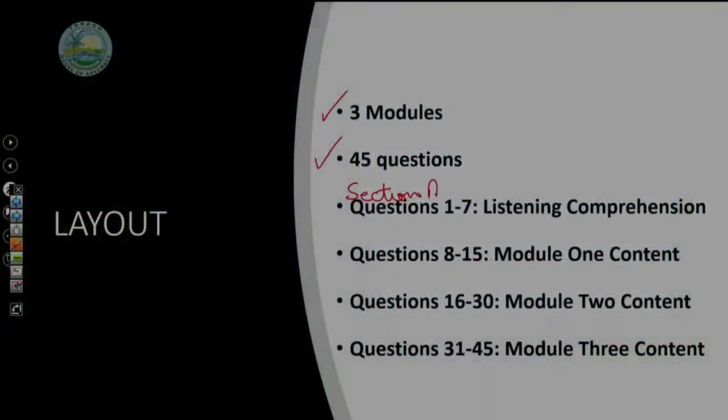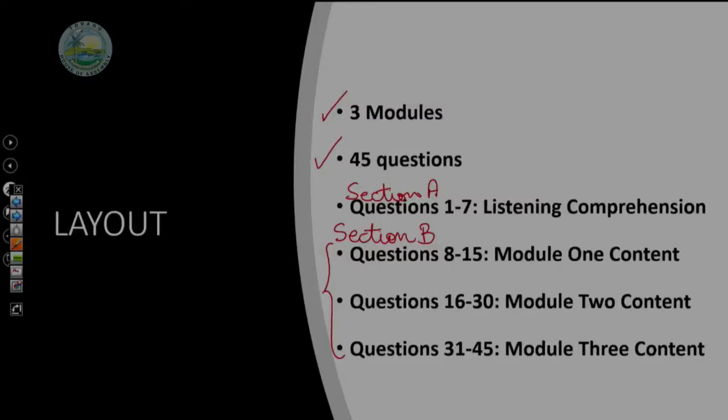So after you've done Section A, everything else that remains will be your Section B. And in our Section B, we're going to get the rest of our modules divided accordingly. Questions 8 to 15, thereabout, is usually going to be your Module 1 content. Questions 16 to 30 would usually be your Module 2 content. And then you're going to find that primarily around questions 31 to 45, you will have your Module 3 content.